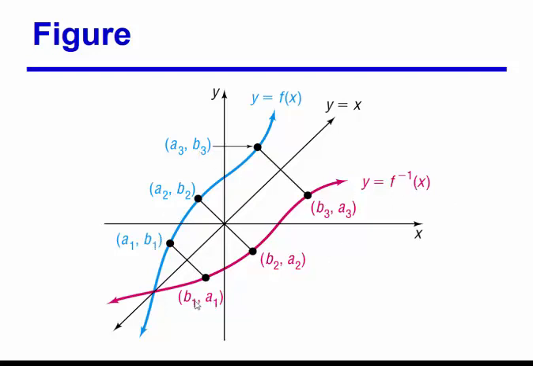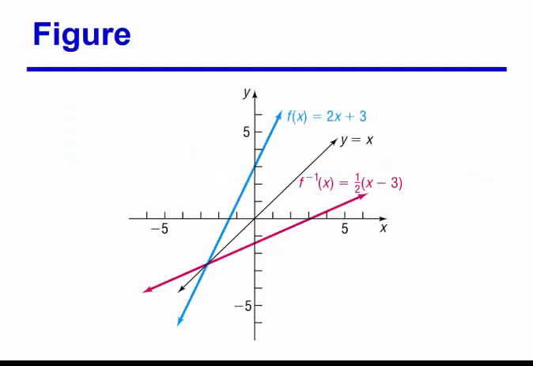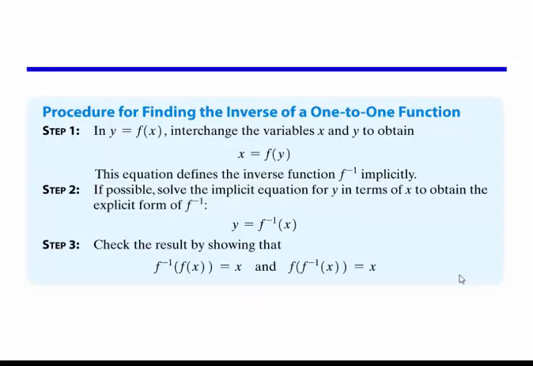For the inverse, the domain is b1, b2, b3, and the range is a1, a2, a3 for this given example. So we're going to find the inverse of a function defined by an equation. Again, it's symmetric along the line y equals x. Here's f of x, and here's the inverse, f inverse of x. And so we can do this algebraically.